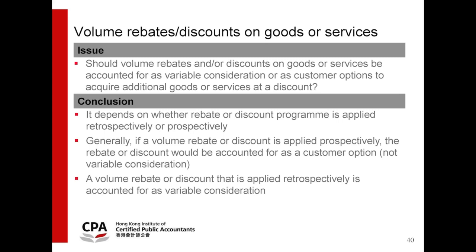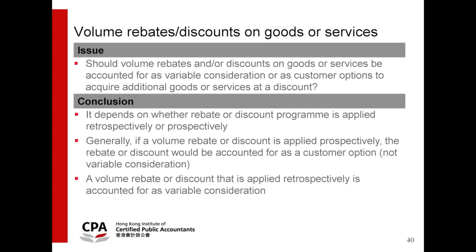Should volume rebates and/or discounts on goods or services be accounted for as variable consideration or as customer options to acquire additional goods or services at a discount? This would be dependent on whether the rebate or discount is applied retrospectively or prospectively. So generally, if the volume rebate is applied prospectively, so the company offers discount on future goods or services that are purchased by the customer, this would typically be accounted for as a customer option. So you consider whether there is a material right relating to this discount on future goods.